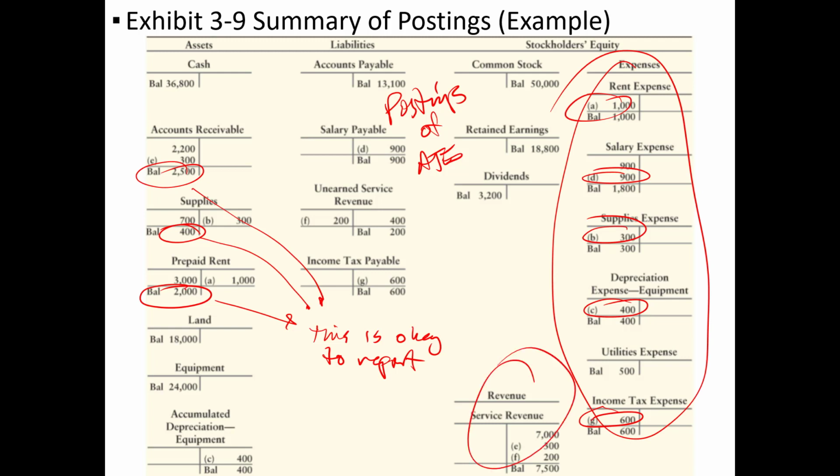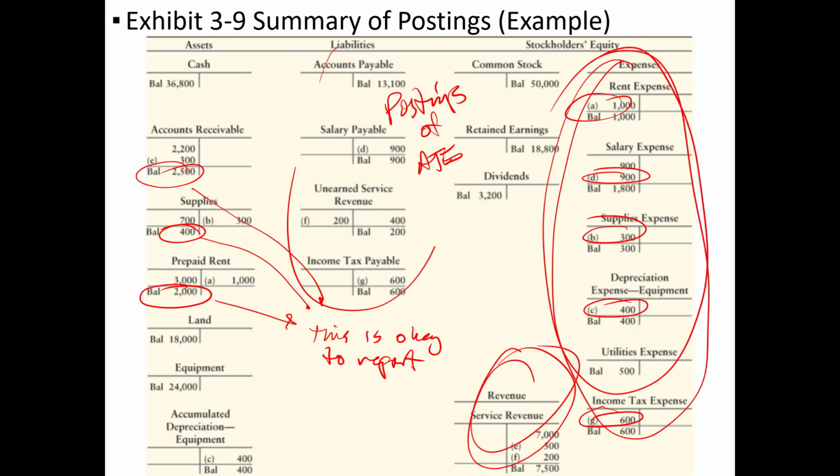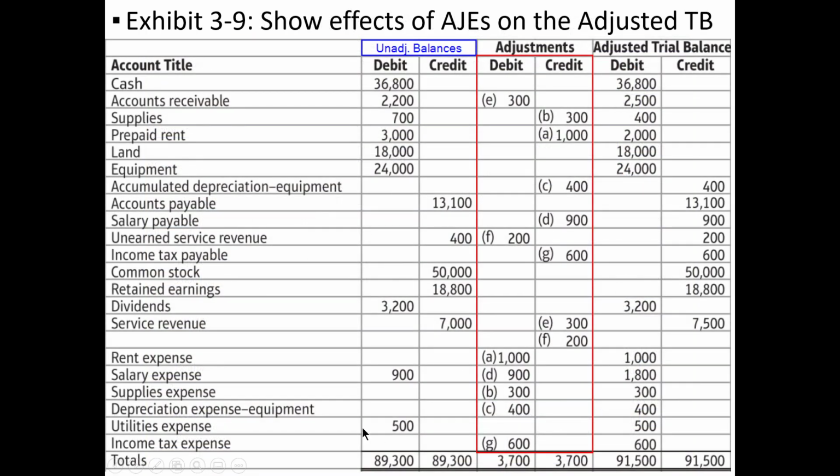If we did not record these adjustments, revenues and expenses would be incorrect, potentially showing too little in liabilities and too much in assets. So that's why we have to do these adjusting journal entries. We don't want to mislead people when we file our financial statements.